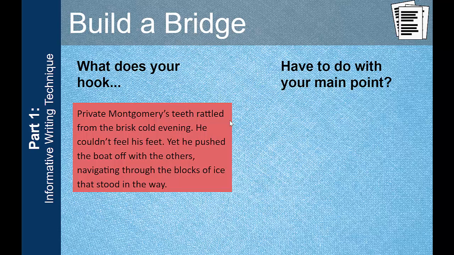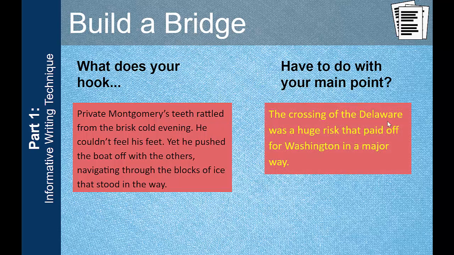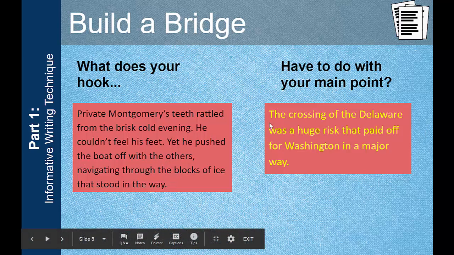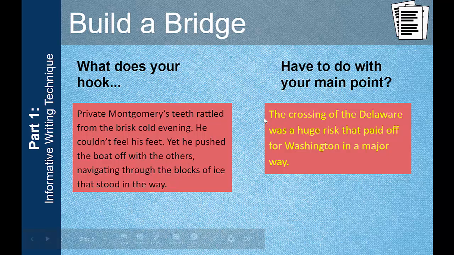So that's a hook, right? I'm telling a story. It's caught your attention because you're wondering what's going to happen to Private Montgomery. But then what if you suddenly jump to your main point in the same introduction paragraph? If I went from here to just now saying this, the crossing of the Delaware was a huge risk that paid off for Washington in a major way.